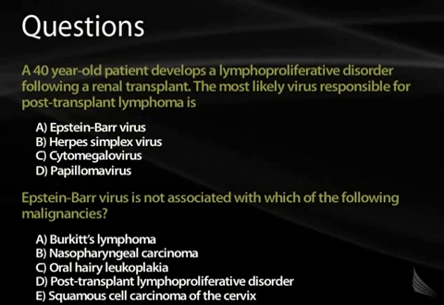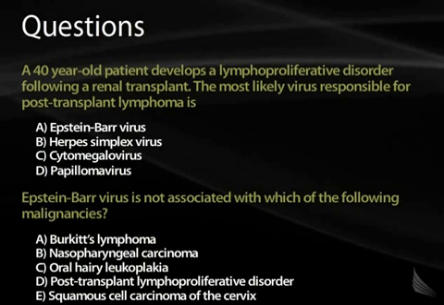Questions. A 40-year-old patient develops lymphoproliferative disorder following a renal transplant. The most likely virus responsible for the post-transplant lymphoma is... When we think about post-transplant patients, you worry about CMV. But if you're talking about a post-transplant lymphoma, you worry about Epstein-Barr virus. Because EBV affects B cells, it's a common cause of lymphoma.